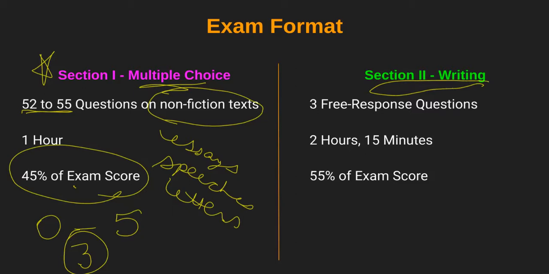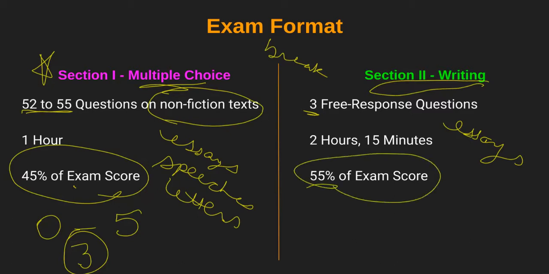In between these two sections, you will have a break, which means you can't use the time from multiple choice to start on your writing. Those are two separate sections. You'll have a break in between the two. After your break, you'll get to the writing section. This consists of 3 free response questions to which you will respond with your essays. And we'll talk about the kinds of essays in a moment. You have 2 hours and 15 minutes for that section, and it makes up 55% of your exam score.